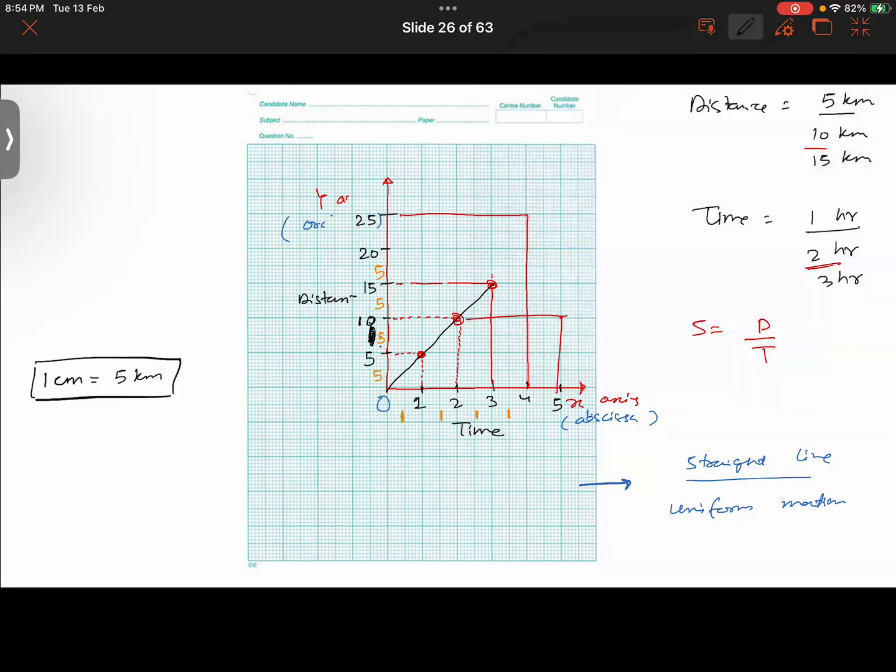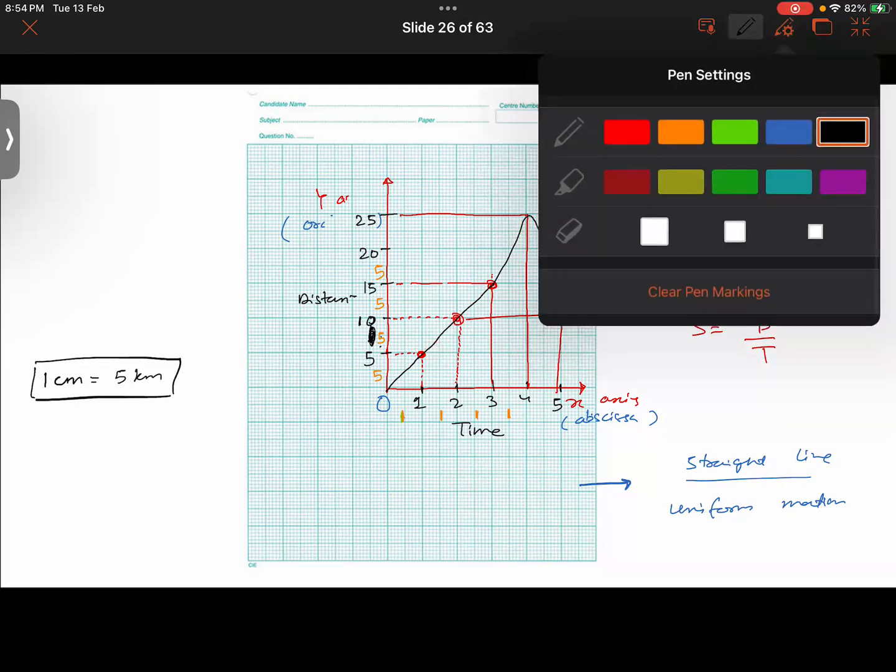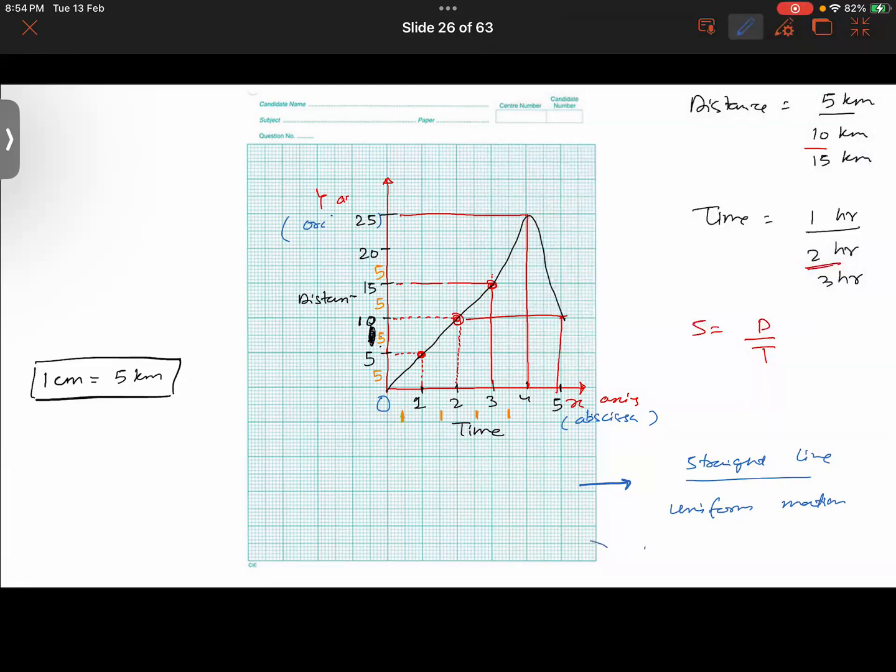And now when you will be joining the dots, the line will be like this. So is it a straight line now? Obviously no. So when you do not get a straight line, then that will be a non-uniform motion. Is that thing clear to you guys or not? Yes, sir.